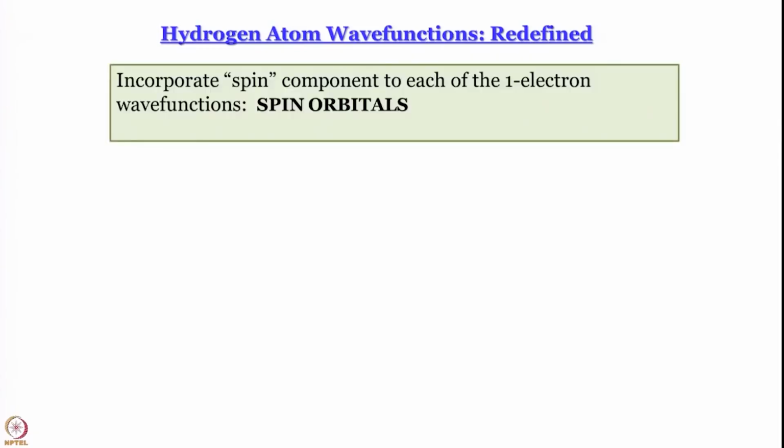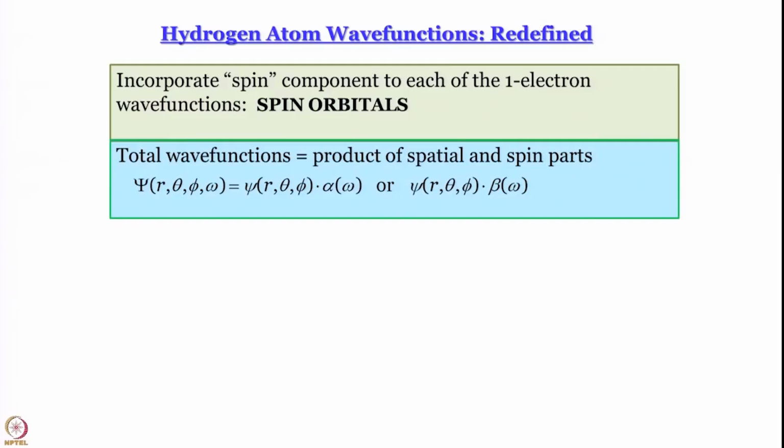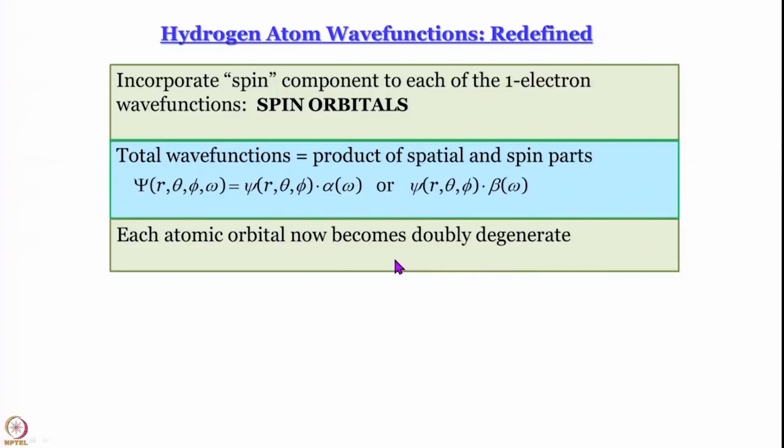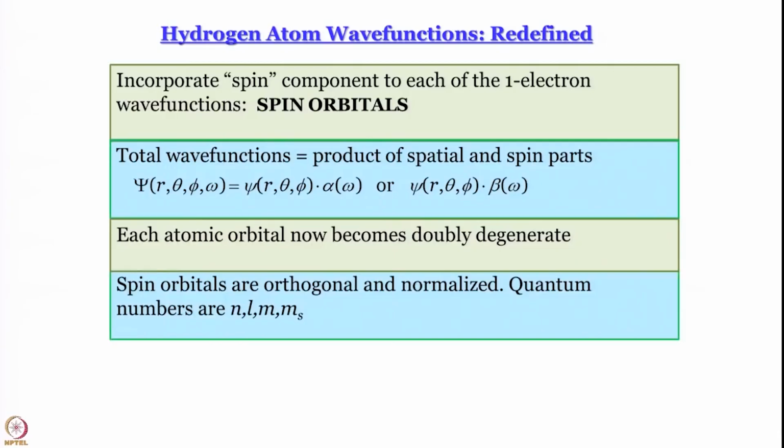that you have to incorporate spin, and you cannot just write these orbitals in terms of spatial coordinates. When you include spin along with spatial coordinates, then you get modified orbitals that are called spin orbitals. So, the total wave function is a product of spatial and spin parts. Each atomic orbital now becomes doubly degenerate, right. Ms can be plus half or minus half. That is why later on we come to this rule where no more than 2 electrons can occupy each orbital, right. Pauli exclusion principle, that comes because you have only 2 values of Ms.